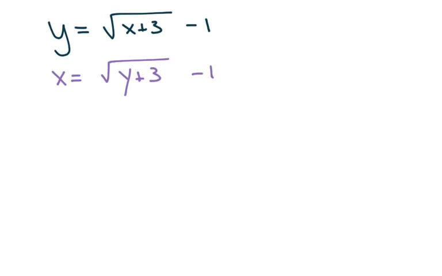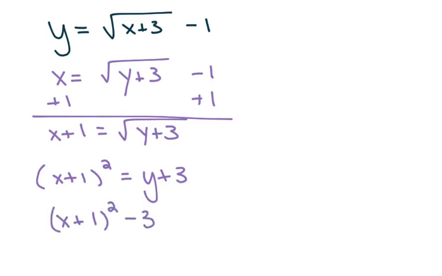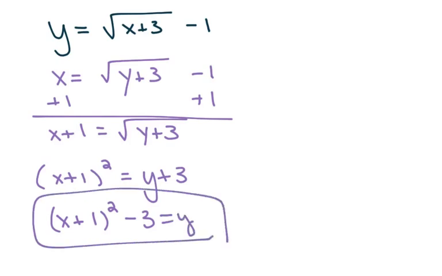You need to first move anything that can be moved by adding or subtracting. So I get x plus 1 is equal to the square root of (y plus 3). You can't get rid of the plus 3 that's under the square root because of the square root sign. So next, I have to get rid of the square root sign. The opposite of square rooting is squaring, but I want you to notice what I squared. I squared everything on the left-hand side. Then I can subtract the 3. And that is the equation of the inverse.